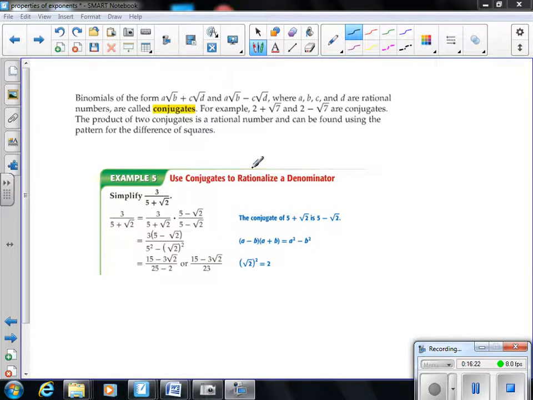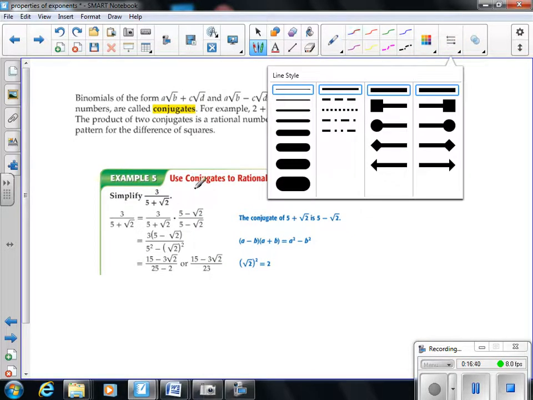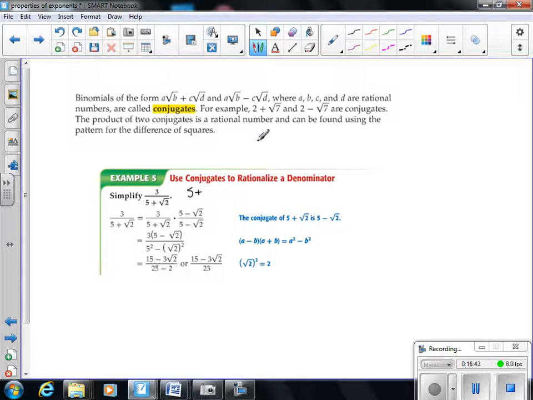Okay, and we can prove that down here in this example. We'll see what we get. So we're going to use conjugates to rationalize this denominator. If we have 3 over 5 plus the square root of 2, we're going to need to multiply both the numerator and denominator by 5 minus the square root of 2. Okay, so when I distribute this with the 3, what happens? I get 15 minus 3 times the square root of 2.